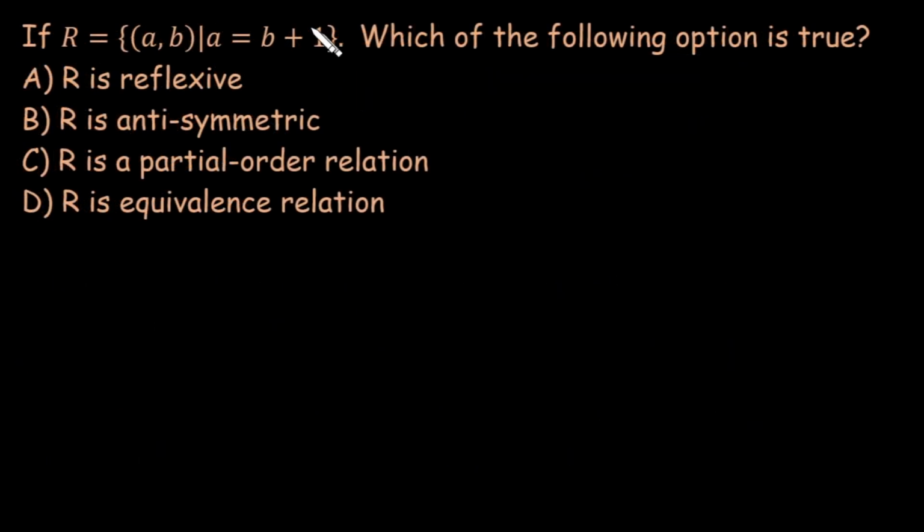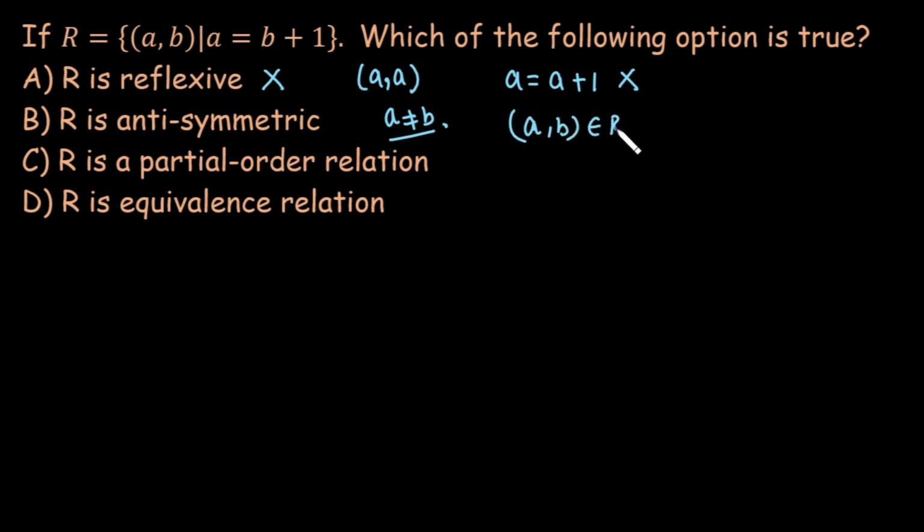Next, the relation is defined in this form. Which of the following options is correct? If R is reflexive, it contains the ordered pair of this form, so check whether this is there. Is A equal to A plus 1? No. So clearly this is not reflexive. For antisymmetric, we will check when A is not equal to B. If A is not equal to B and the pair is a part of the relation, then the reverse should not be there.